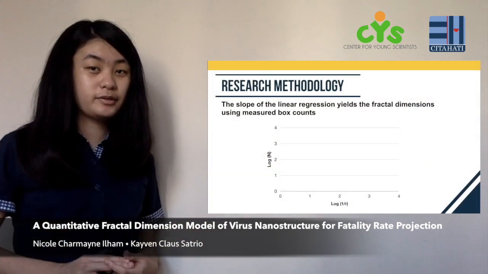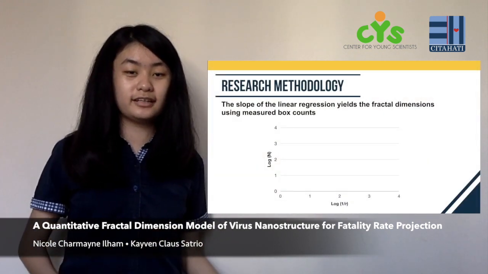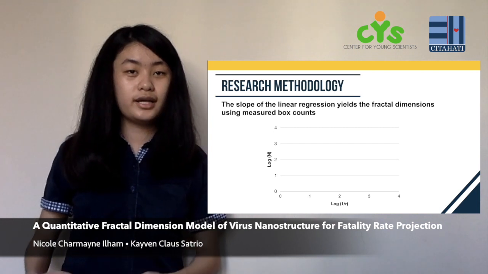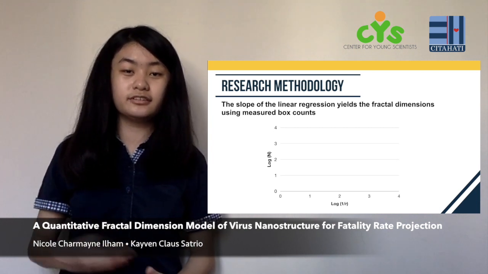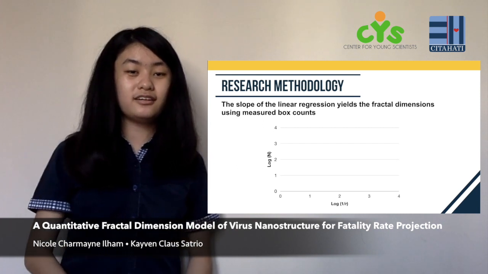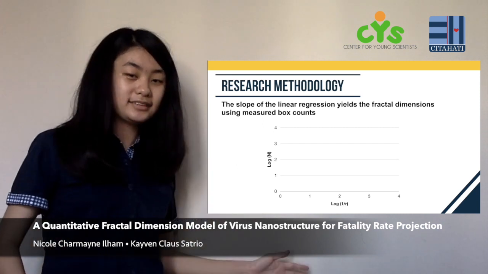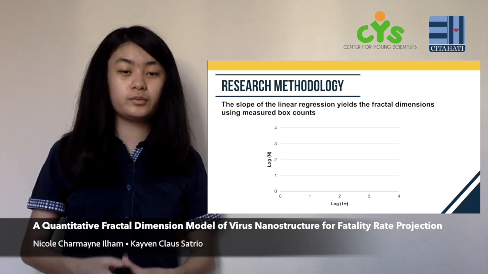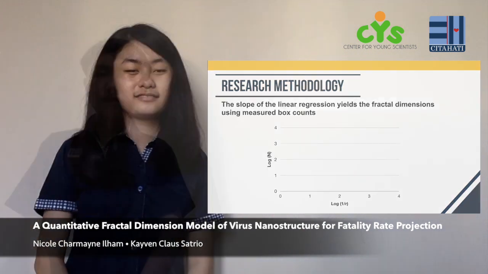Fractal dimension can be measured by plotting log n against log 1 over R, and the slope of the linear regression will yield the fractal dimensions using the measured box counts. Log n will be plotted on the y-axis, while log 1 over R will be plotted on the x-axis.